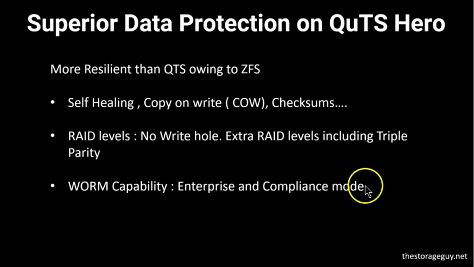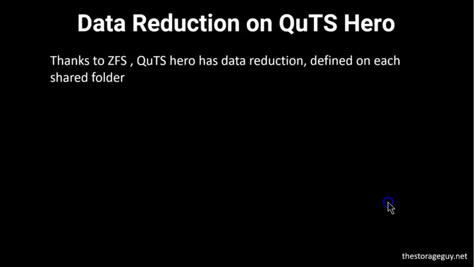And this can also be used against ransomware. Since this is immutable, even if you are hit by ransomware, any copy that was WORM copy will not be modified by ransomware. You also have data reduction on Hero. Let's look at them one by one.